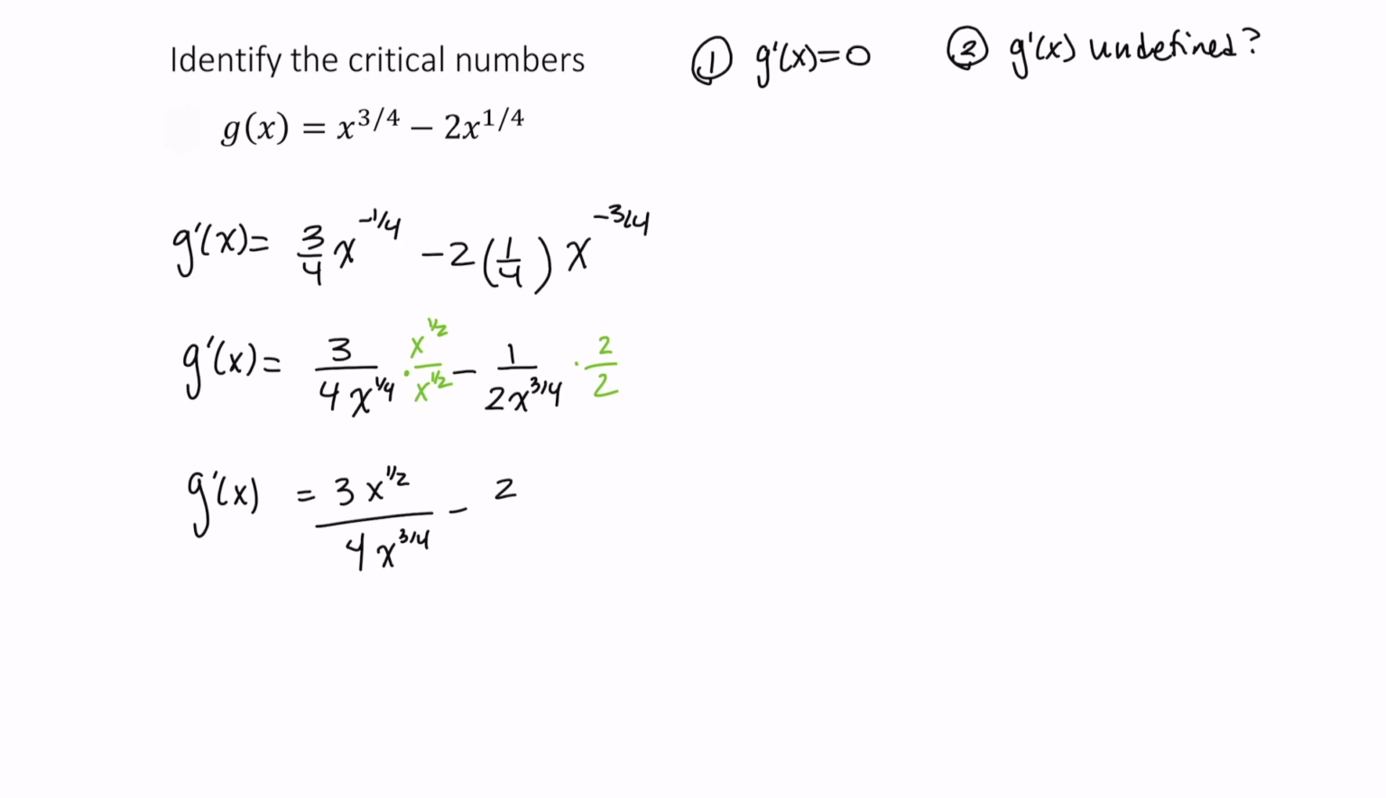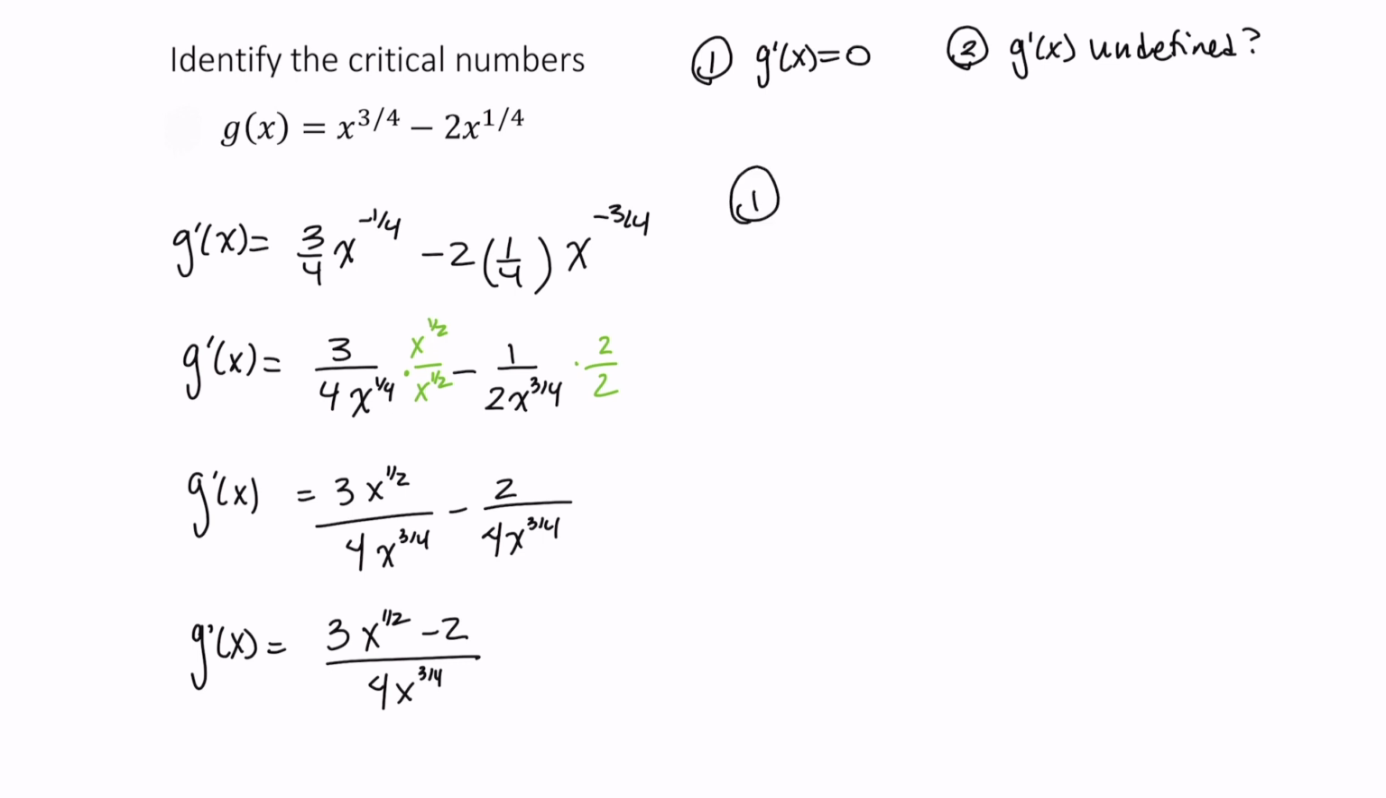So from that, we're going to subtract 2 over 4 x to the 3/4 power. So g prime of x is equal to 3 x to the 1/2 power, or root x, minus 2 over 4 x to the 3/4 power.